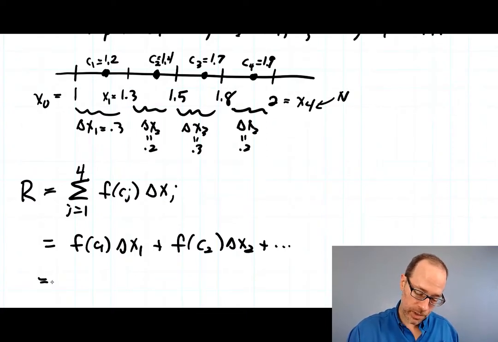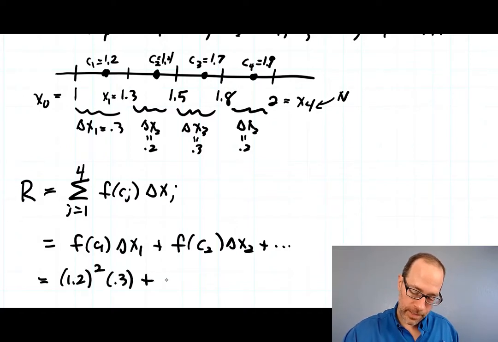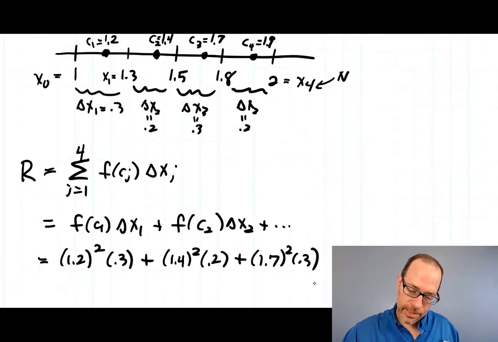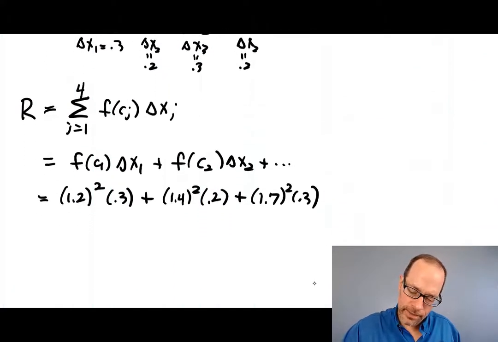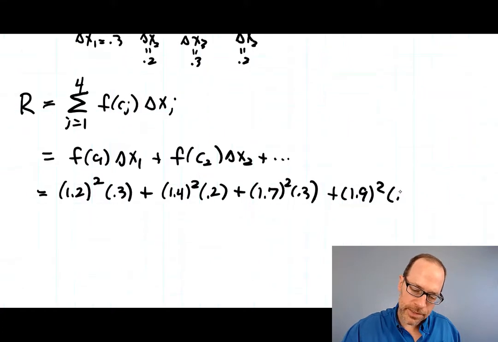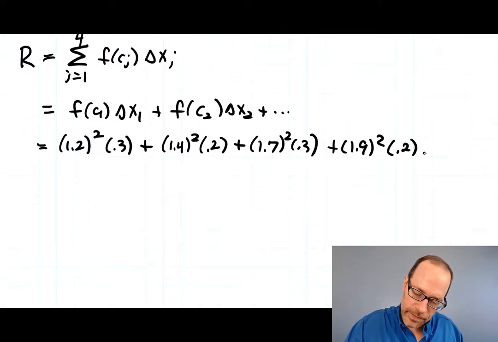The function is the square, so c1 was 1.2, square it. The delta x is the 0.3. f of c2, that's 1.4 squared. The delta x is 0.2. The next c is 1.7 squared. The delta x there was 0.3. And then the last one was 1.9. Delta x was 0.2. And that's it.